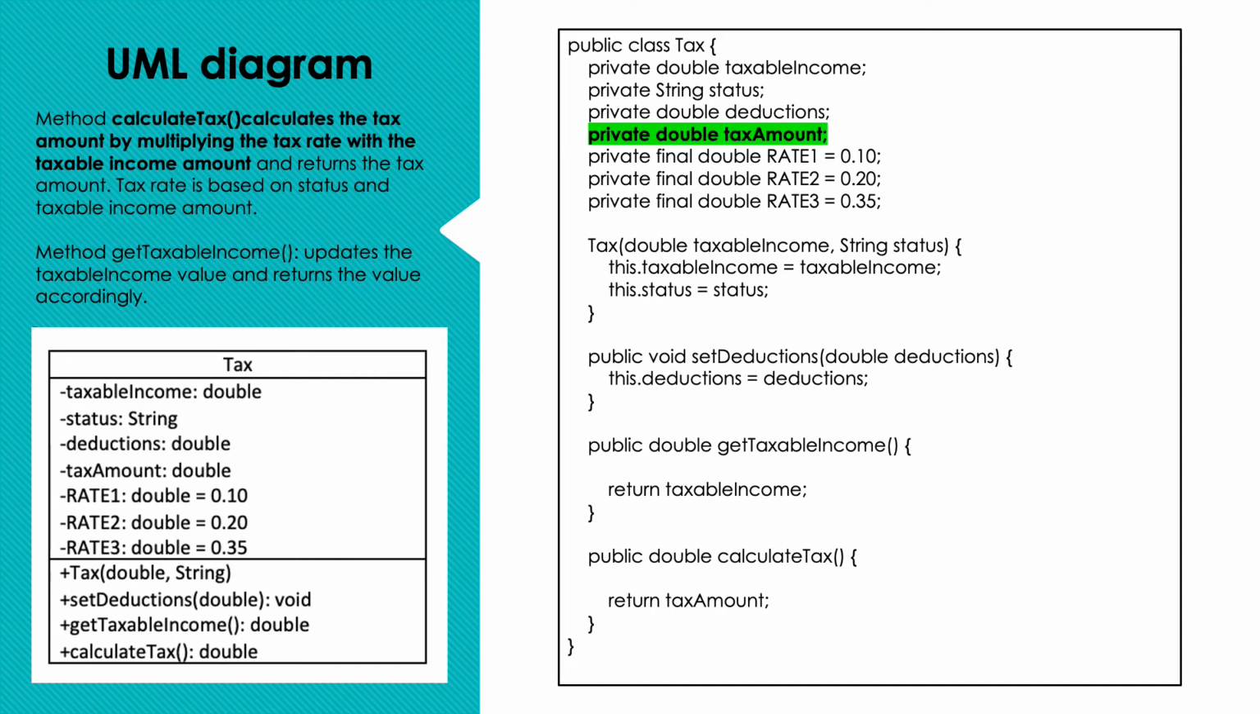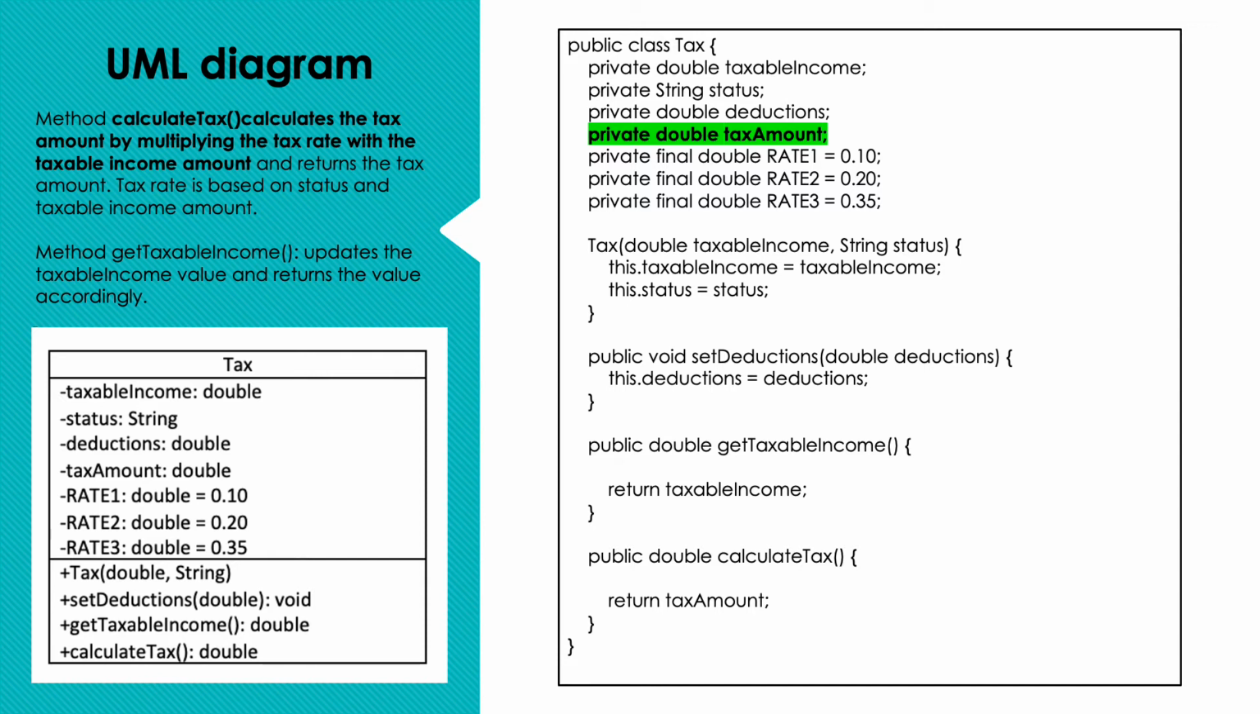Currently, we only have the skeleton based on the UML diagram. So let's look through the question and fill in our class called Tax. In the question, it says that method calculateTax calculates the tax amount by multiplying the tax rate with the taxable income amount and returns the tax amount. So the variable that we have is called taxAmount and it's of type private, right? So in our calculateTax, we would have return taxAmount to refer to that variable.